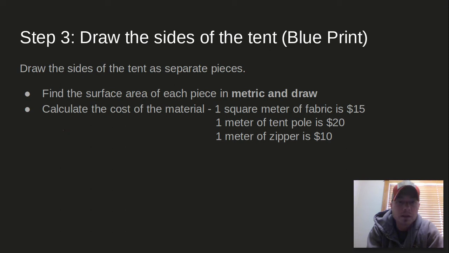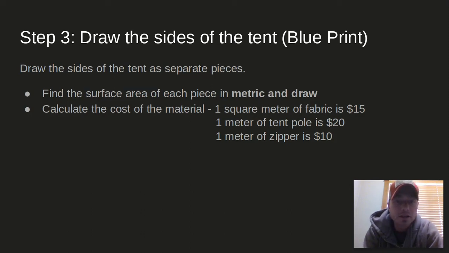From there, you're going to draw all the different sides of the tent. If it's your traditional, old school tent that looks like a triangular prism, you're going to look at all 3 of your sides: your 2 tops, your bottom, and then the 2 end pieces, for a total of 5. Then you need to find the surface area of each piece. You're going to do all this in metric. It's going to make your life a lot easier in the long run.